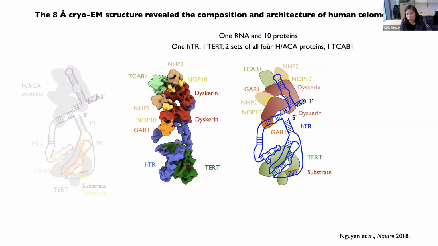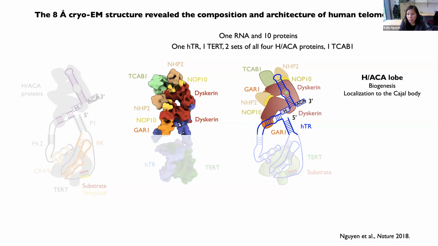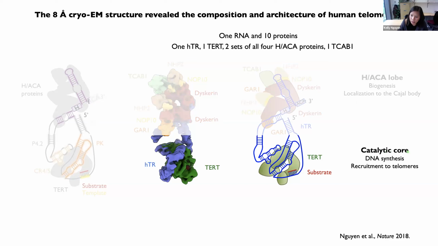Also, based on the structure, we can see these proteins are segregated into 2 parts. Each part has very different functionalities. The top lobe we call the H/ACA lobe, and it is important for biogenesis and localization. The bottom lobe is what we named the catalytic core, because it's important for DNA synthesis, since it has the reverse transcriptase, and later I'll briefly touch on the recruitment to telomeres. So that's what we learned from this structure.